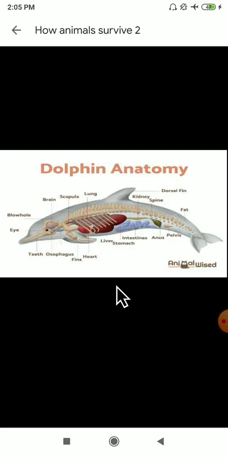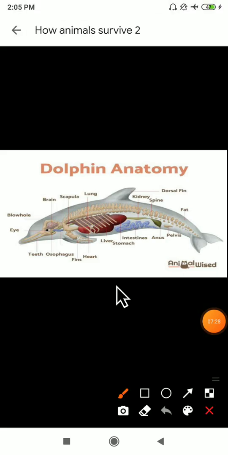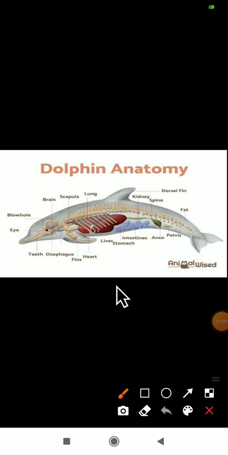Next one, dolphin. Even the dolphin also has a blowhole. It will take the oxygen inside and it is sent to the lung part here. Even the dolphin has lungs for breathing purpose, remember. This is the dolphin. With the help of the blowhole, it will take the oxygen inside. Then with the help of the lungs, it will breathe here.